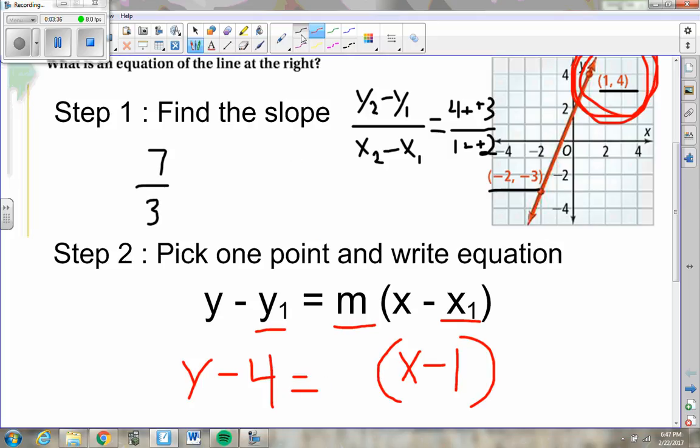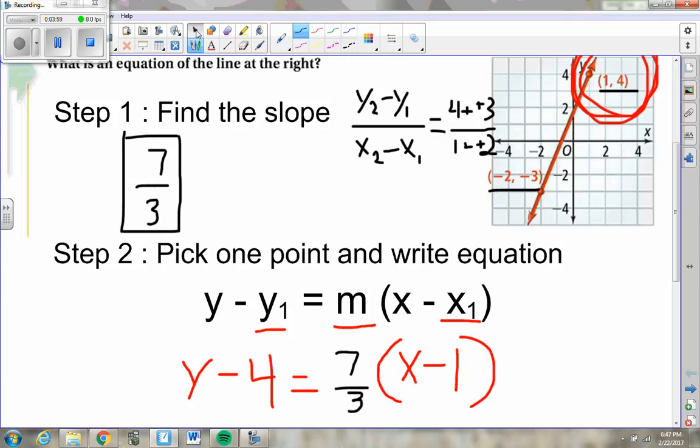And it equals my slope, which comes from right up here, my first step. Okay, 7 over 3. Believe it or not, I'm finished. That is my final answer. My final equation is y minus 4 equals 7/3 times x minus 1 in parentheses. Okay.